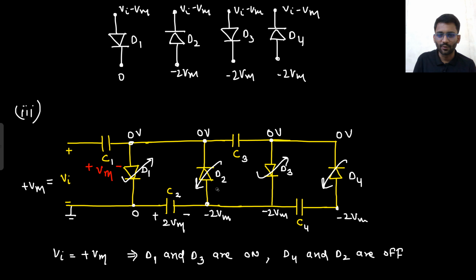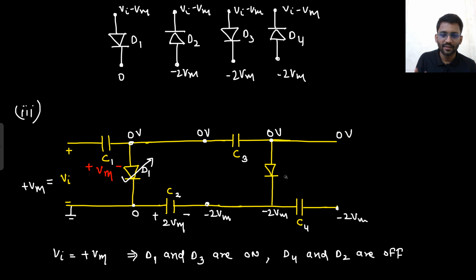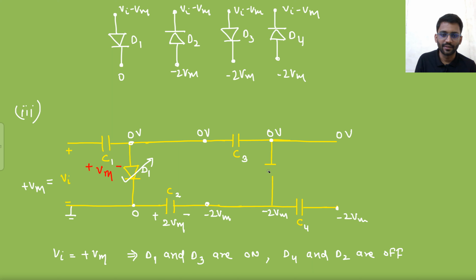Right? So which are off? They will be gone. These will be gone. And what about D3 and D4? They will just be shorted.